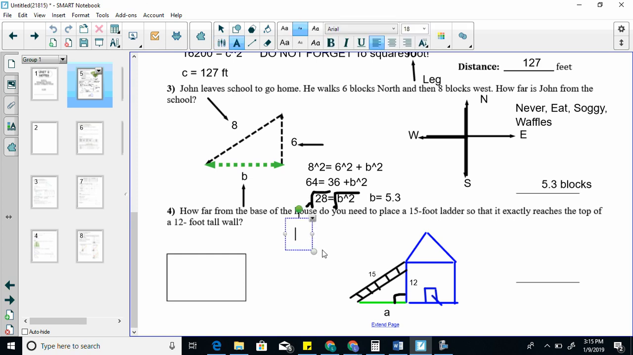So once again, in my equation, I don't know my a squared, plus my b squared is 12, and 15 equals 15 squared. Okay, so I have a squared plus 144 equals 225. I'm going to subtract 144 from both sides, so I'm left with a squared equals 81, and oh my gosh, look, that's a perfect square. I know that a equals 9 because the square root of a squared is a, and the square root of 81 is 9, which means he is 9 feet from the wall.